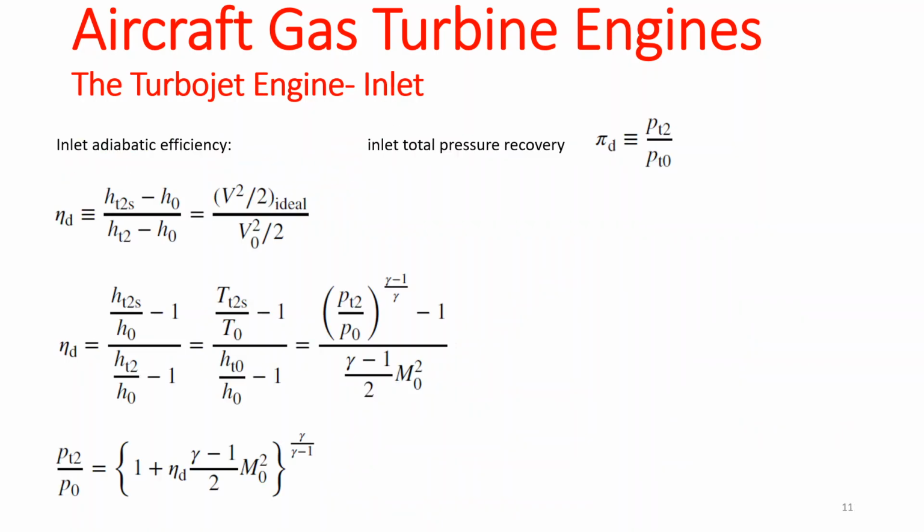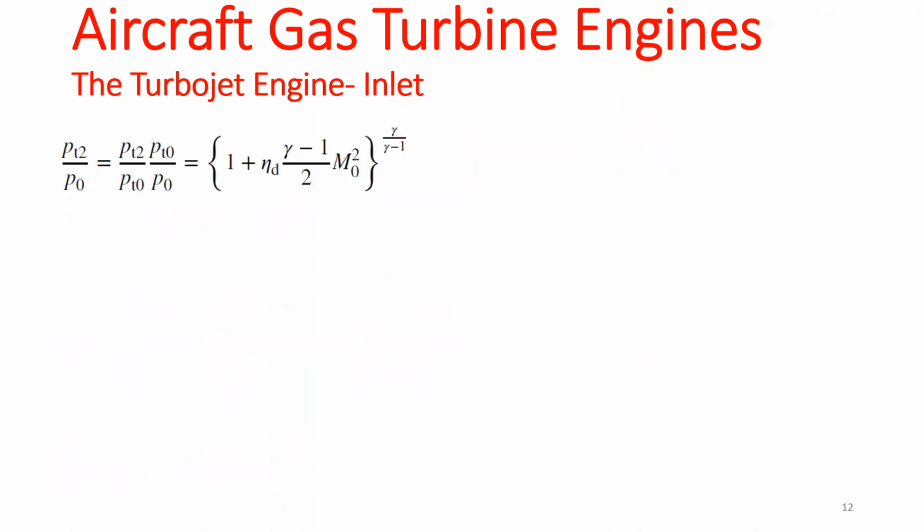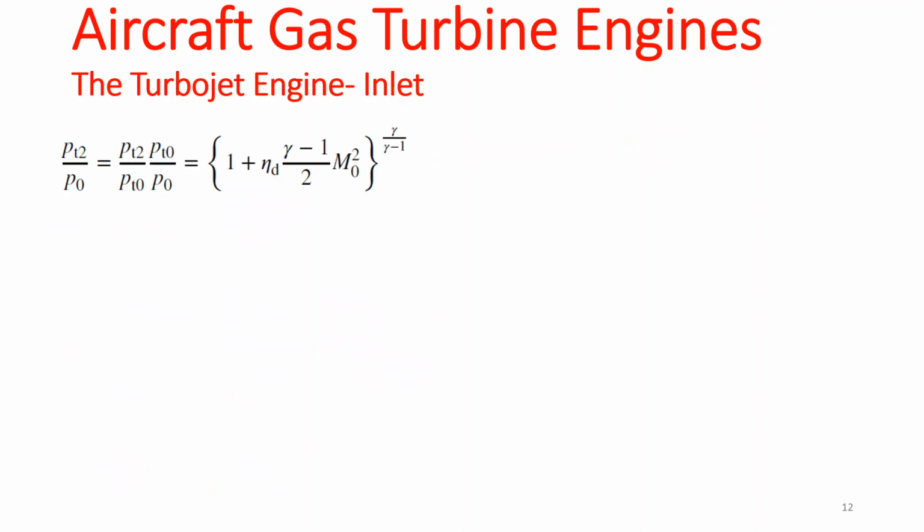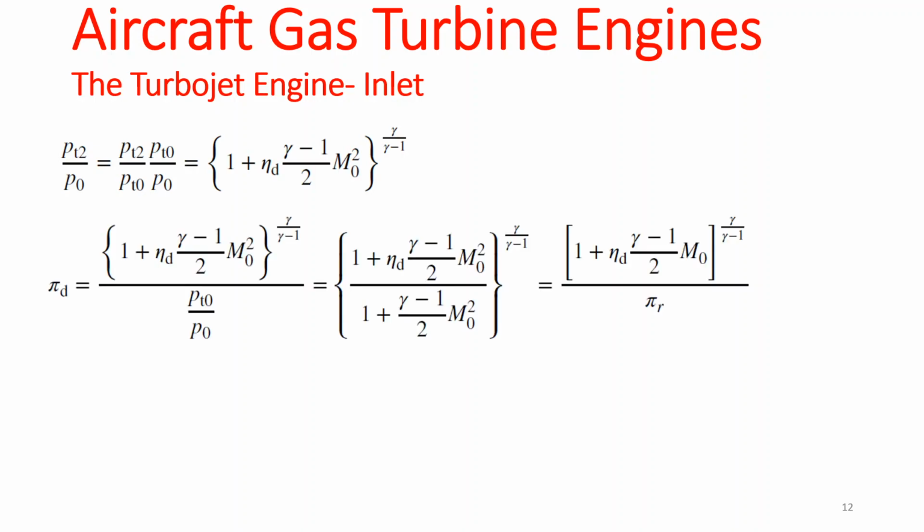Okay, so we define the total pressure recovery as PT2 over PT naught. And then we want to use that total pressure recovery in our formulation. So we multiply and divide whatever we have by PT naught, right? To get to the definition of the total pressure recovery, which was this, the total pressures, of course. You plug that in and you play with the equation.